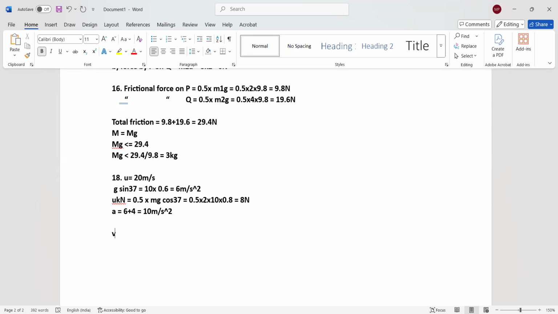So using the equation, V square is equal to U square minus 2AS. V square is equal to 0. U is 20. So 20 square is 400 minus 2 into 10 into S. So from this, we need to find the value of S. S is equal to 400 divided by 20. It is 20.